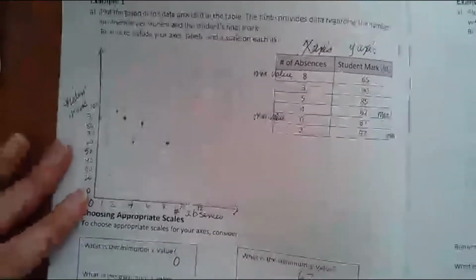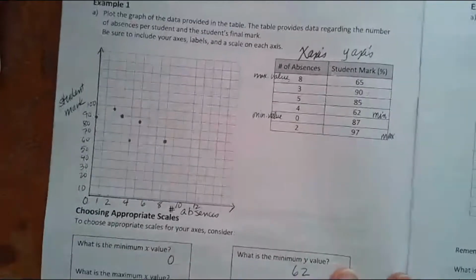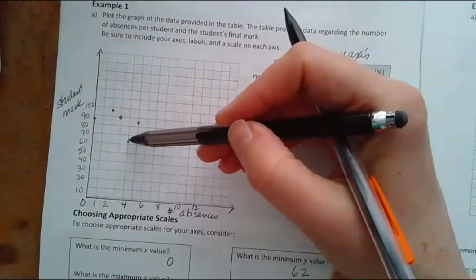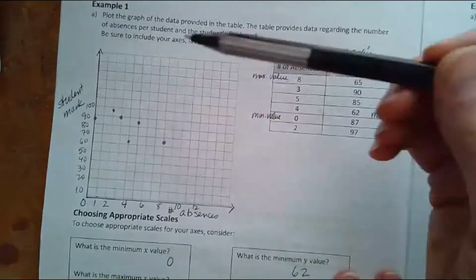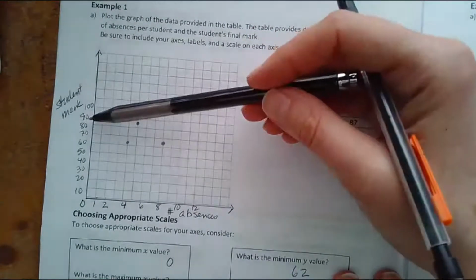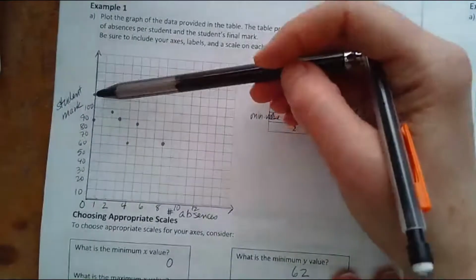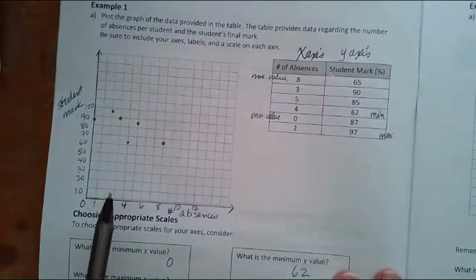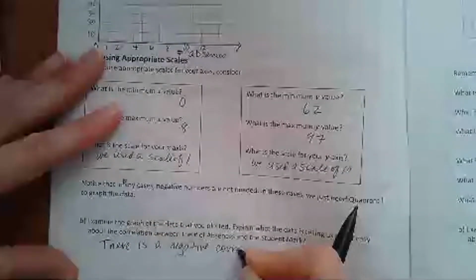Examine the graph of the data that you plotted. Explain what the data is telling us specifically about the correlation between the number of absences and the student mark. Well, let's see if we could figure out a correlation. This is kind of an oddball one, right? This 4 absences is really low compared to the others, but I think I see a trend, right? These 2 are a little off, but to me, 4 out of the 5 points make a really strong statement that it's a negative correlation, right? There is a negative correlation.